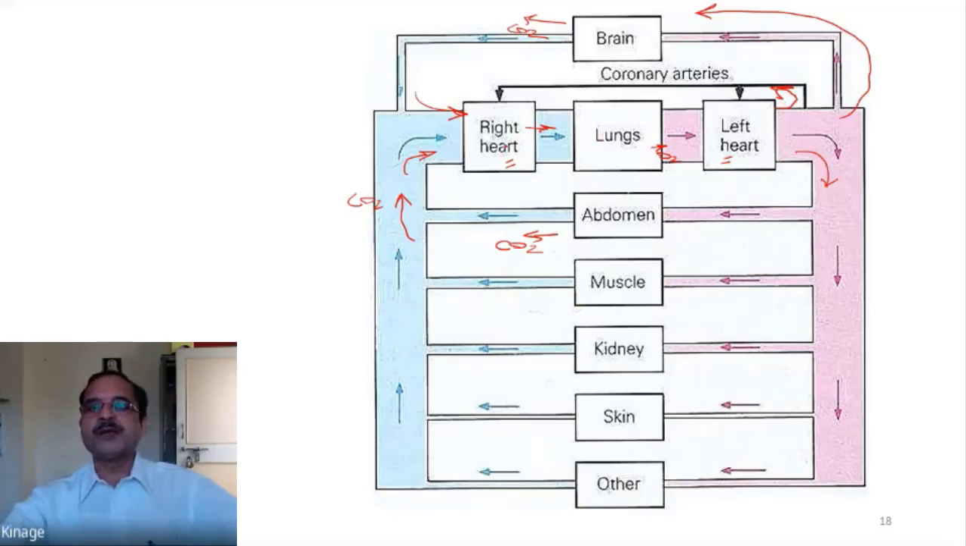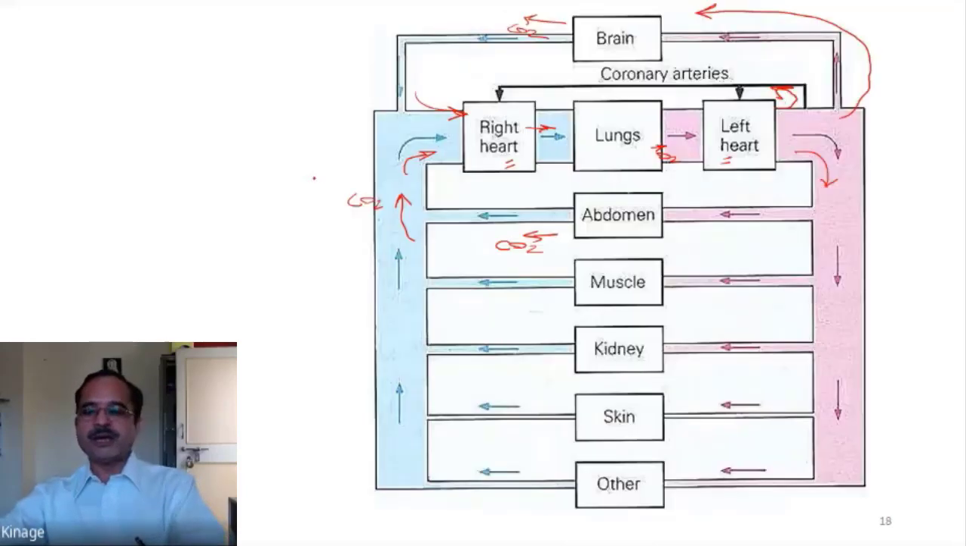So that means the heart is divided into two parts, a right heart and a left heart. The left heart is actually supplying pure blood, that means the oxygenated blood, to various parts of the body. And the right heart collects the deoxygenated blood from different parts of the body. So that is what, in short.